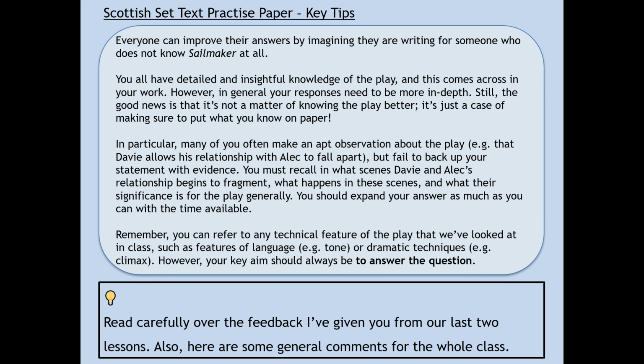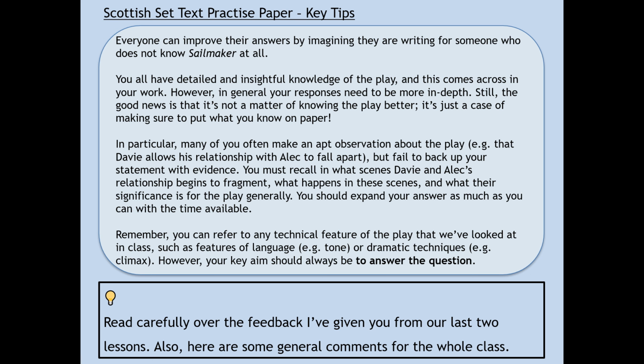For example, you might mention the fact that Alec and Davy's deteriorating relationship climaxes in the scene where the model yacht is burnt. However, this technical vocabulary in itself and a general comment about what happens in that scene is not going to be enough. We need to give an in-depth and detailed piece of commentary, a really thorough description and analysis, drawing upon all the evidence that we can think of in order to justify our contentions about the play.